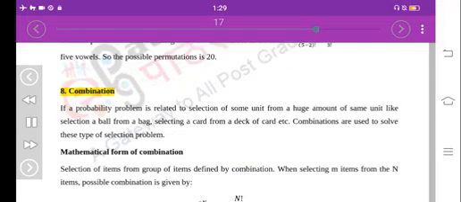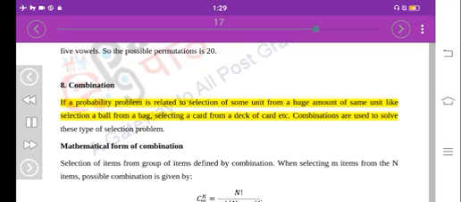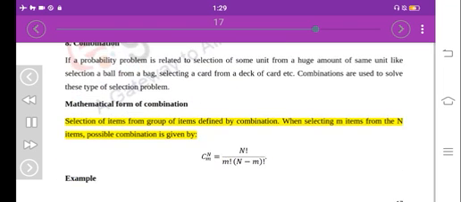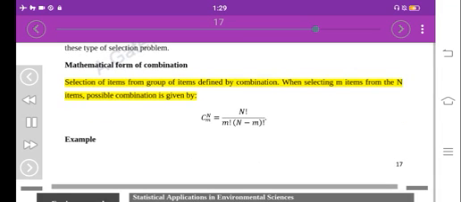8. Combination. If a probability problem is related to selection of some unit from a huge amount of the same unit, like selecting a ball from a bag or selecting a card from a deck of cards, combinations are used to solve these types of selection problems. Mathematical form of combination: selection of items from a group of items is defined by combination. When selecting m items from the n items, the possible combination is given by nCm equals n factorial divided by m factorial times (n minus m) factorial.